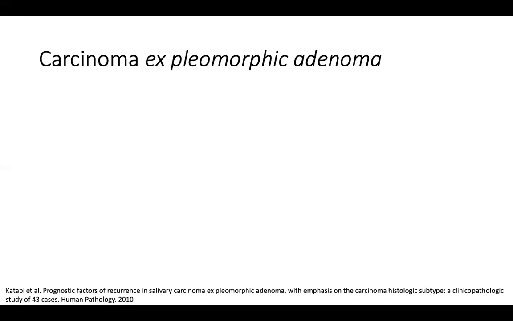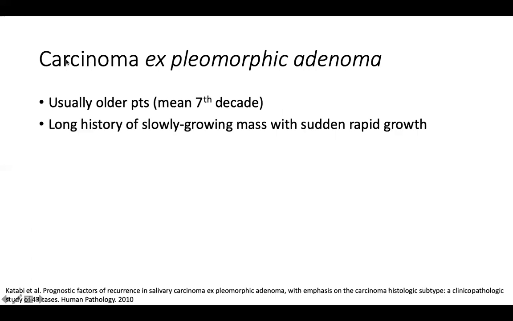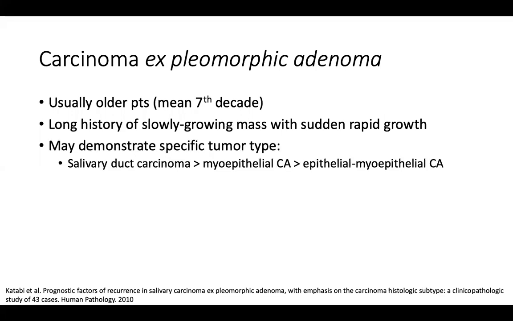All right, so let's move on. So carcinoma ex PA. These are usually older patients. So the mean incidence occurs in patients who are about a decade older than for PAs, which makes sense. And the classic history you'll get, particularly with a boards question, is it's going to be this long history of a slowly growing mass that they just don't really care about. They're just sort of letting it go. And then suddenly it's growing very rapidly and they have pain and facial nerve palsies and stuff like that.